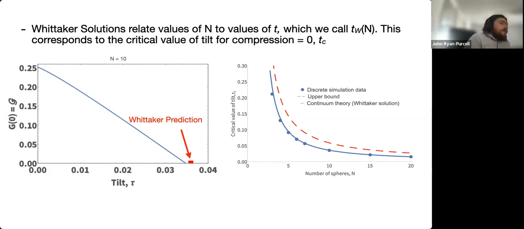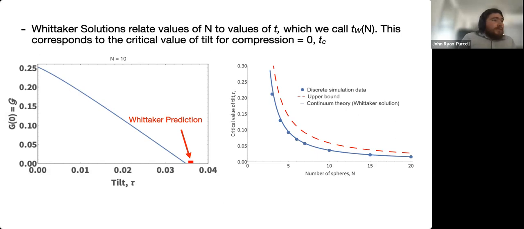So on the left-hand side, we see how the compressive force exerted by the top wall decreases as a function of tilt, and the Whittaker prediction makes an estimate for what value of tilt that will occur. On the right-hand side, we have a comparison with the discrete simulation of these profiles with tilt in them. And we can see that the Whittaker solution really does make a good job of estimating these critical values of tilt.